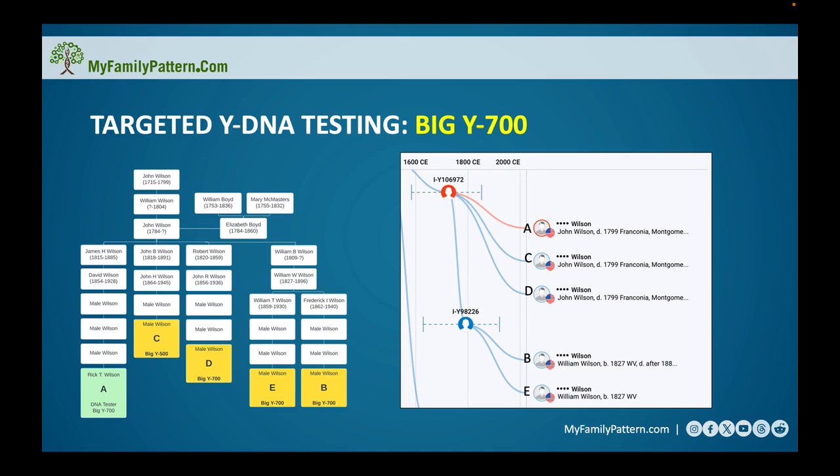But I needed to feel confident that my connection was on the Wilson side and not somewhere else, because it would have been pretty much a jump to conclusion that, oh, it's a Wilson, it's got to be a Wilson match. I needed to prove it. I can't just assume that. And so Y-DNA helped me to do that.